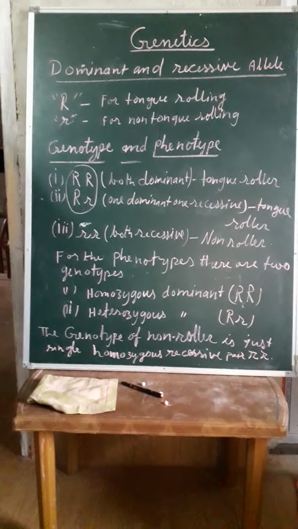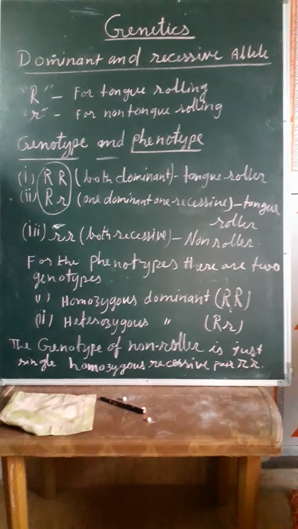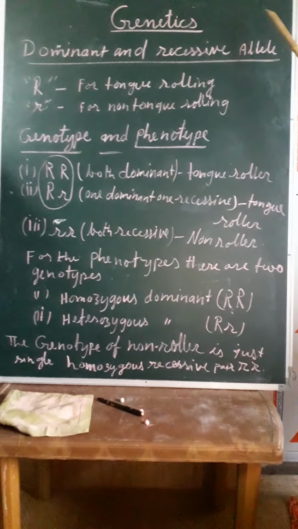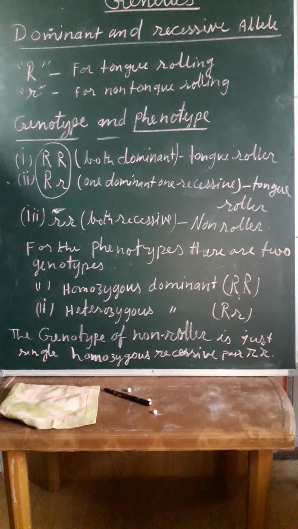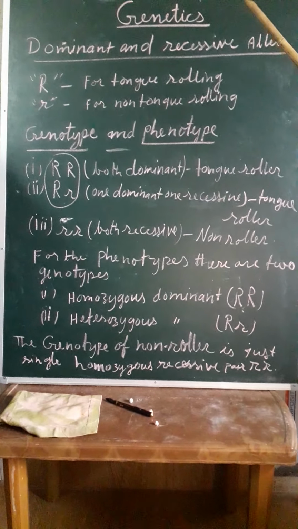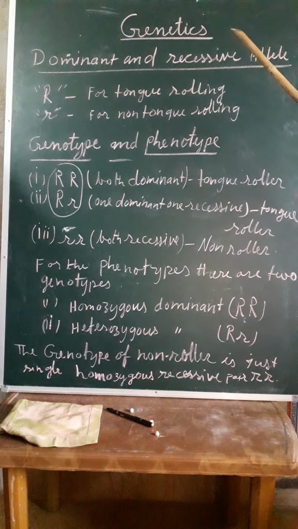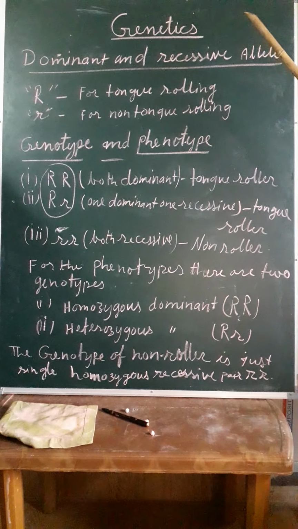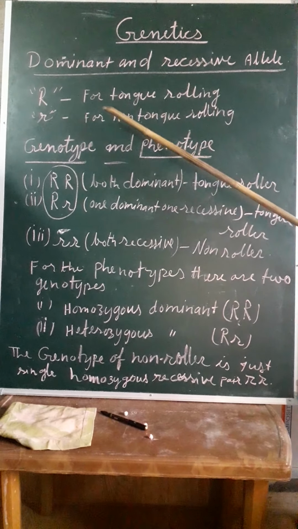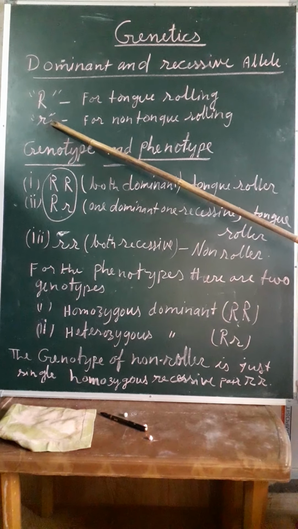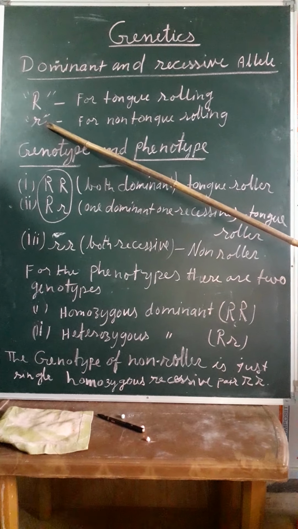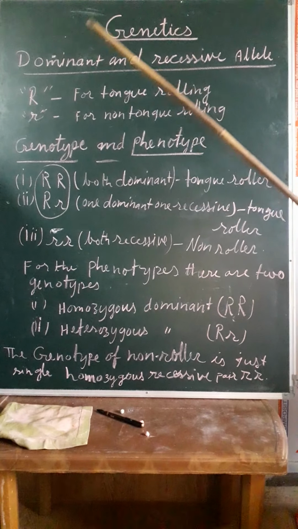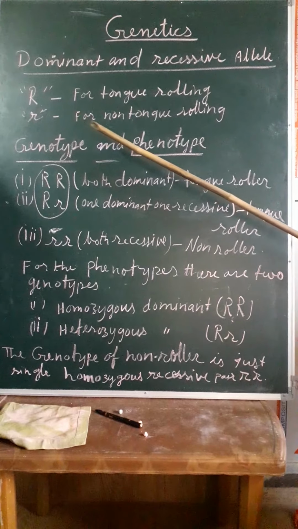Good afternoon, students. Today I am going to discuss dominant and recessive alleles. Dominant means that it is expressed and can be seen, and recessive means it is present but not seen unless it is in a pair. Like here, the small r should be double small r, then only it will be expressed, and if it is only one, it remains suppressed.